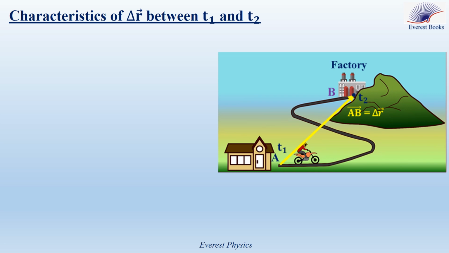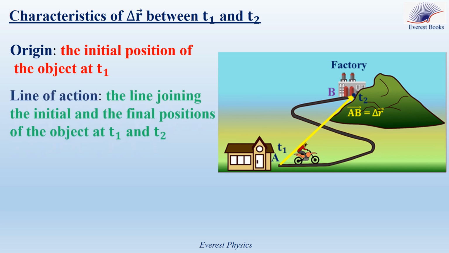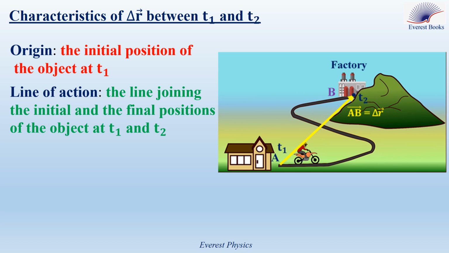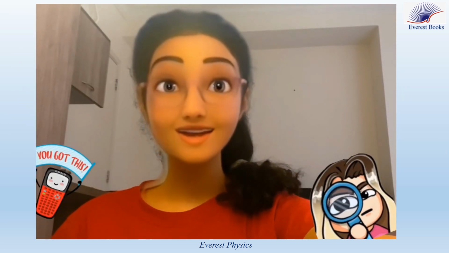Look at the yellow vector. The yellow vector is his displacement vector between A and B, and the origin of this vector is the initial position of Tom at the instant t1. The line of action is the line joining the initial and the final positions of Tom at t1 and t2. The direction, as you see, is from the initial position to the final position, and the magnitude of the displacement vector is equal to the length of this vector, which is equal in the figure to the distance AB. Focus, please. This is important.